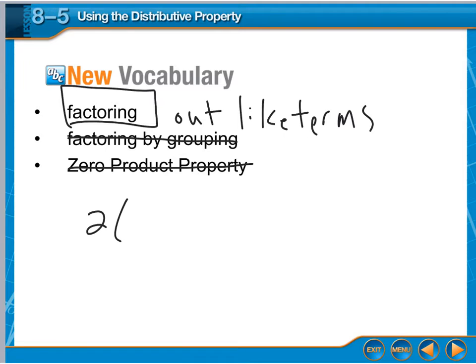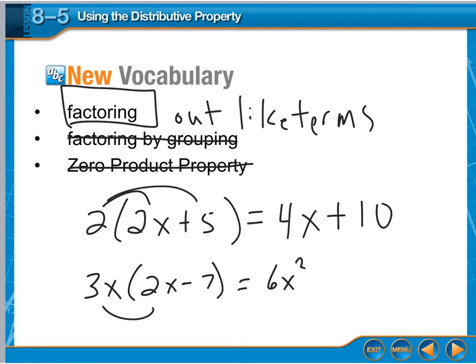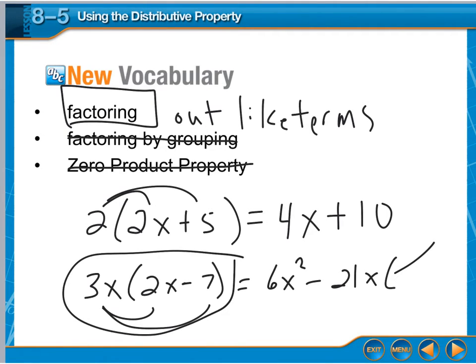If we had something like this, you would take the 2 times both of these things, and you get 4x plus 10. Or if we had, say, 3x times 2x minus 7, we would get 6x squared minus 21x. We did this kind of multiplication in the last 2 things we've done online here. But that's just the distribution property.